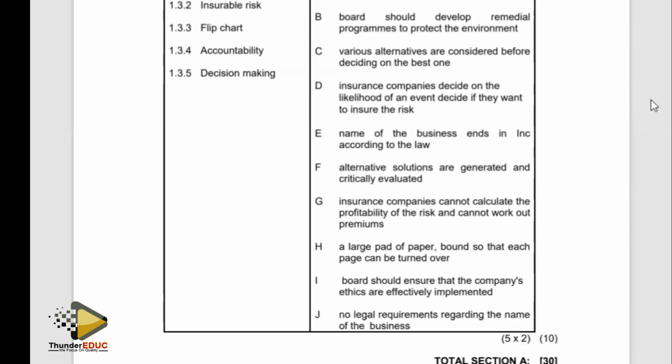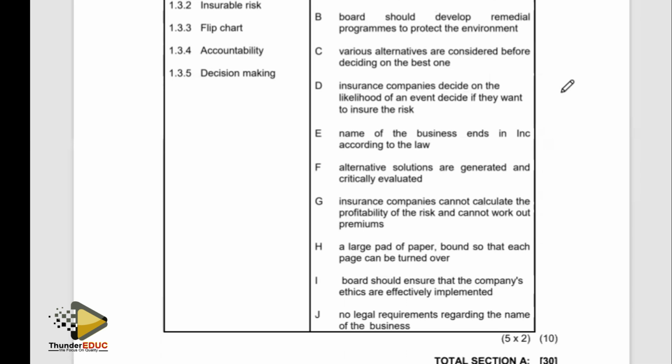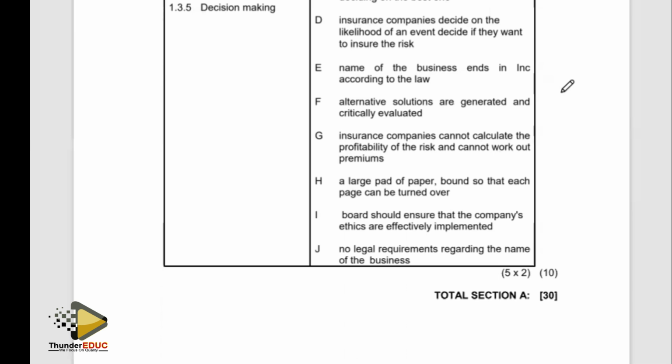So now let's check on the side of the description of functions given. So what do we have? Printed information provided to the audience to accompany presentation. Board should develop remedial programs to protect the environment. Various alternatives are considered before deciding on the best one. Insurance companies decide on the likelihood of event, decide if they want to insure the risk. Name of the business ends in INC according to the law. Alternative solutions are generated and critically evaluated. Then insurance companies cannot evaluate or calculate the profitability of the risk and cannot work out the premiums.